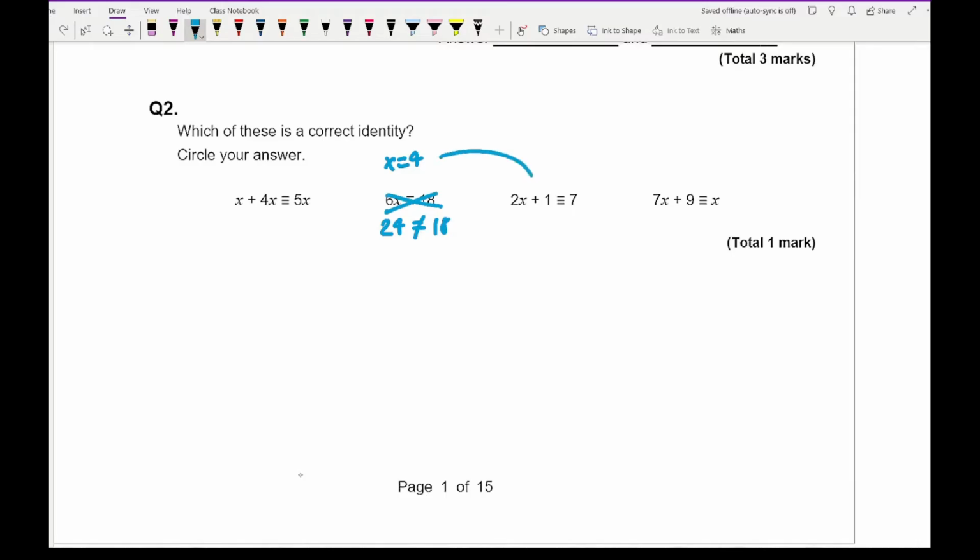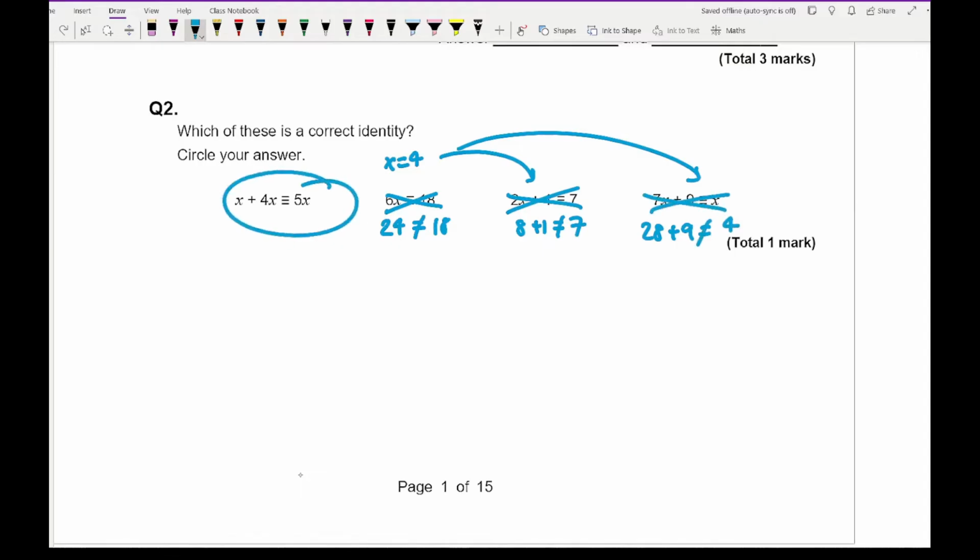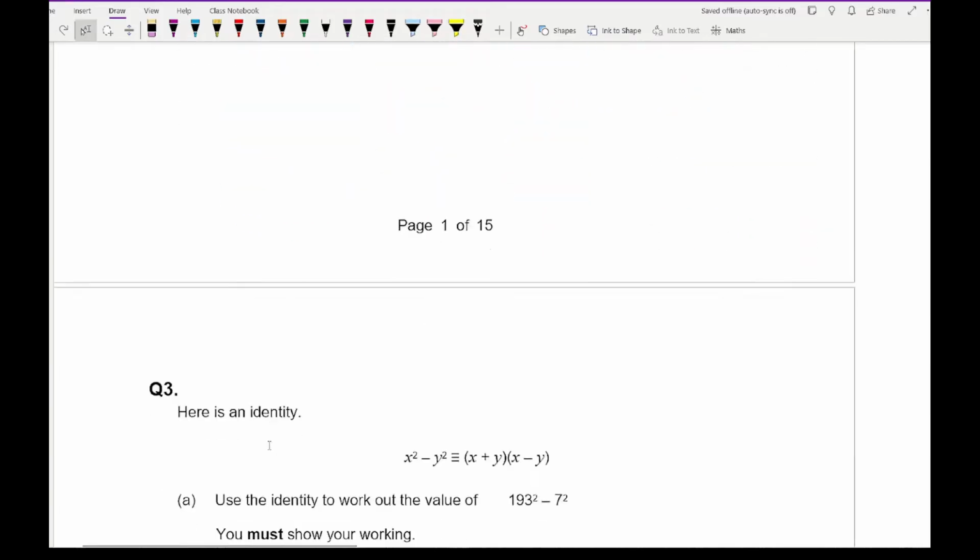Again here, if x equals 4, then that's going to be 8 plus 1, which is 9, which is not equal to 7, so that's a no-go as well. Here again, if x equals 4, we're going to end up with 28 plus 9, and does that equal 4? No, it doesn't, so that's incorrect. So the correct statement is going to be number 2. Now again, typically if you were asked between equations and identities you'd always look for that triple bar, but with these 4 options, all of them had that triple bar, so it's just a case of identifying the correct answer.